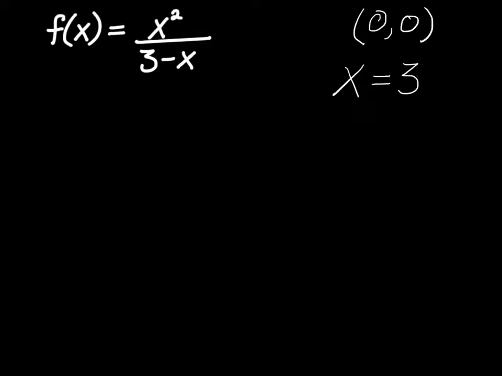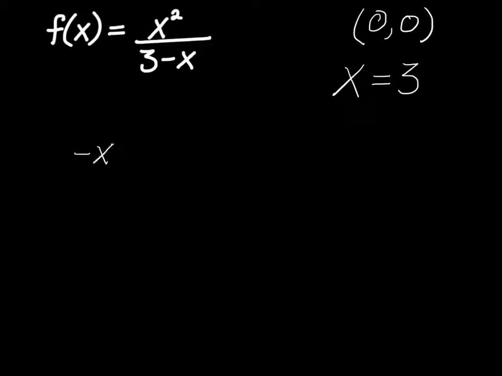Next, because the degree of the numerator is 2 and the degree of the denominator is 1, the numerator's degree is 1 greater than the degree of the denominator. So we're going to have what's called a slant asymptote. And to find that slant asymptote, we're going to have to set up some polynomial long division. So let's go ahead and do that.